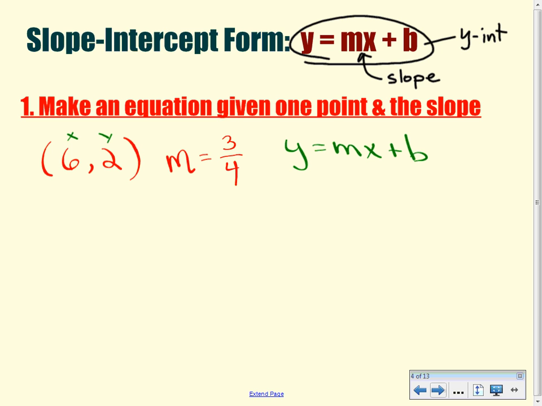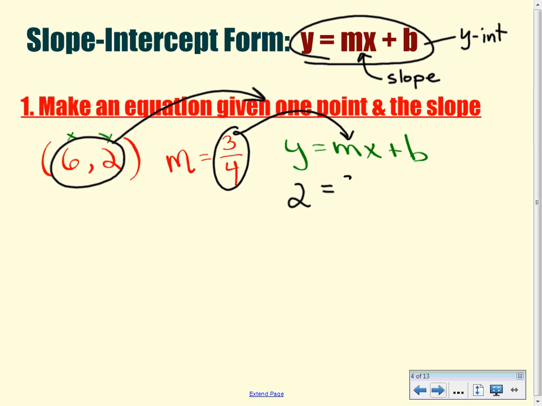So we're just going to take these and substitute them in where they belong. We have an x and a y already given, so we'll throw those into the equation. Just be careful to put 2 in for y here, not 6. And we have 3/4 times 6 plus b. So I'm going to think of that as 6 over 1, and I got 2 equals. Well, let's simplify.